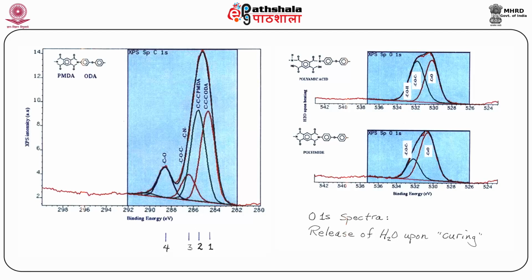The first talks about the binding energy and the XPS intensity pertaining to PMDA and ODA. You have the carbon, then oxygen in two forms, and those two peaks have been indicated there. So this is how the spectra of this compound will look, as presented in this slide, and we have the O1s spectra given, and then the way the release of water upon curing takes place is also given.